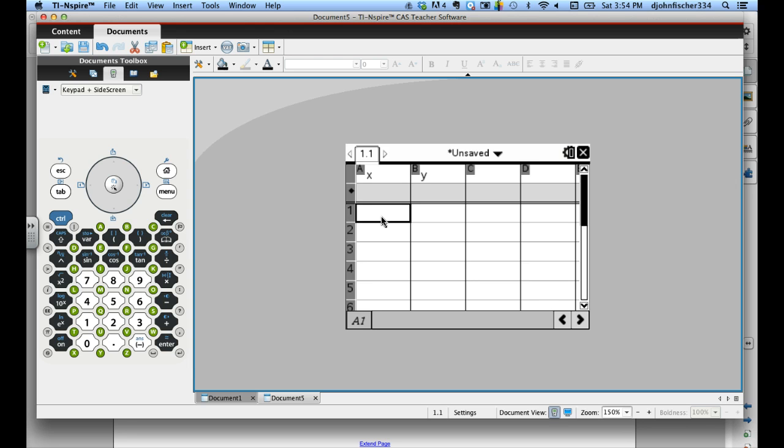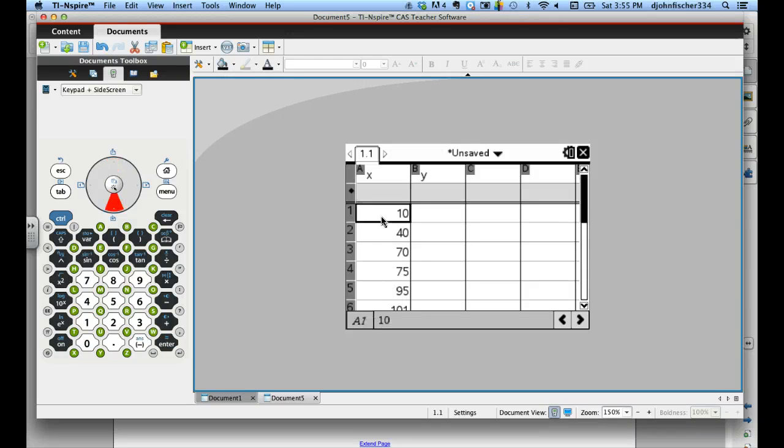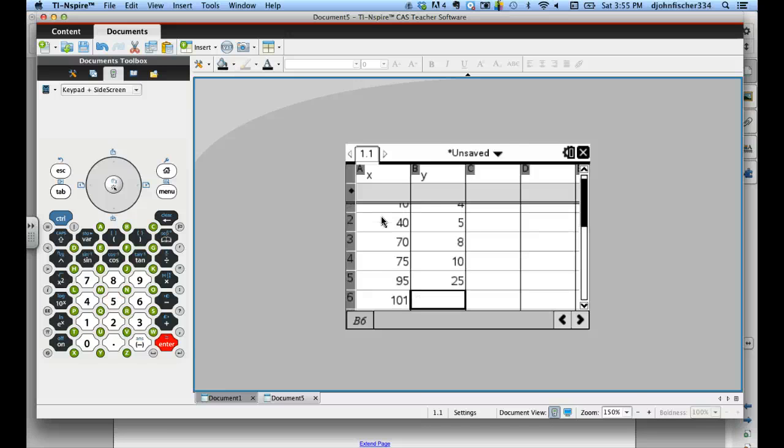So we're going to have 10, 40, 70, 75, 95, and 101. And the other part, 4, 5, 8, 10, 25, 30.